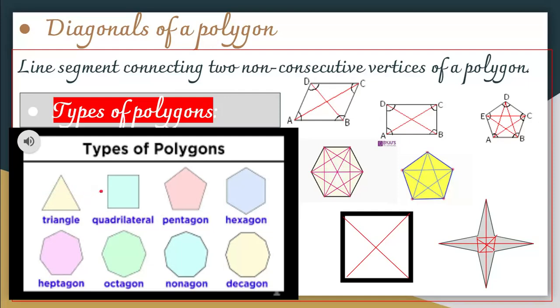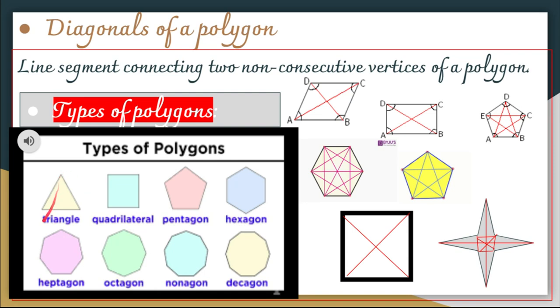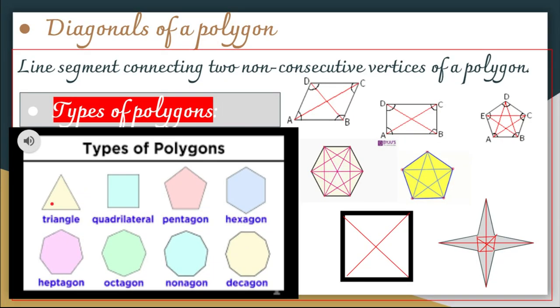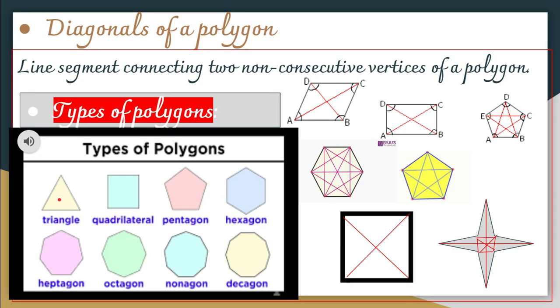Can you form a polygon with one side? Definitely not, because it's a line segment. It's not a closed curve again, isn't it? So that is why we cannot make a polygon with one side. So for a polygon, the minimum is three sides, and of course you can have more sides.